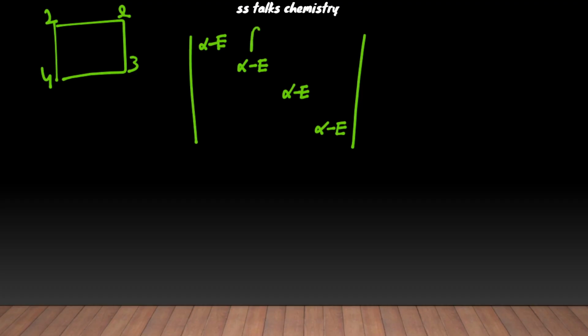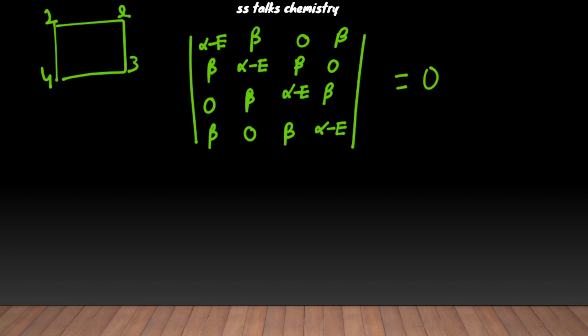Between 1 and 2 bonding is there, so beta. Between 1 and 3 no direct bond, so 0. Between 1 and 4 bonding is there, so beta. Between 2 and 1 bonding is there, so beta. Between 2 and 3 bonding is there, so beta. Between 2 and 4 no bonding, so 0. Between 3 and 4 bonding is there, so beta. Between 4 and 1 bonding is there, between 4 and 2 it is not there, and between 4 and 3 it is there, so beta. So this will be the secular determinant.